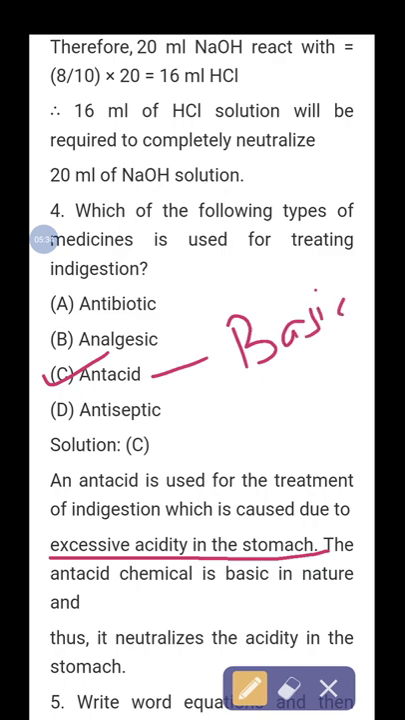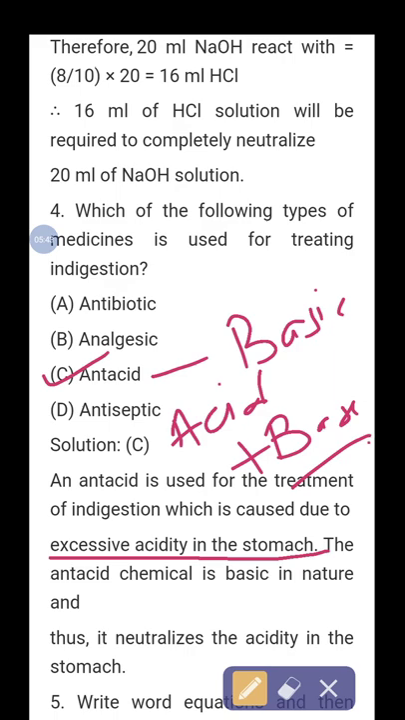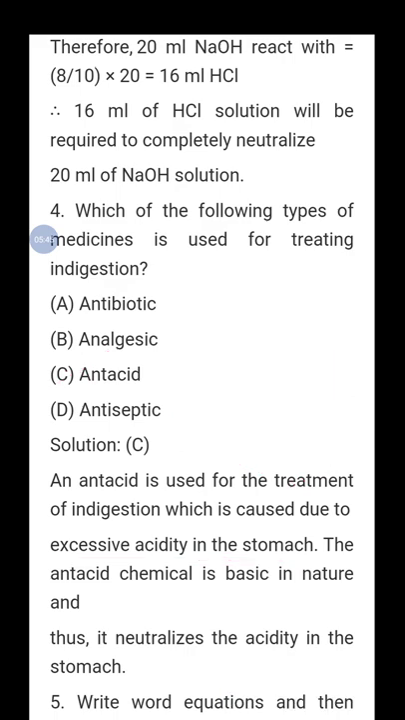So if there is excess of acid, then we add base, which makes it neutral. Okay. It neutralizes the acidity in the stomach.